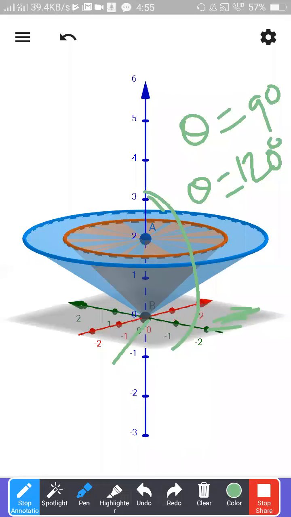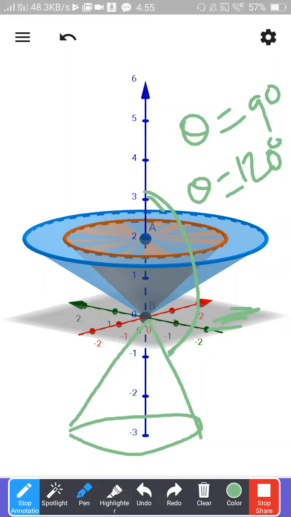Theta goes beyond 90 degree, your diagram will become like this. Is it okay? Again, you take any point here, you measure the angle, that will give you 120 degree. You take any point on this, you measure with the base z axis, that will give you the 120 degree. Is it okay, sir? The angle between this line and this line is 120 degree.